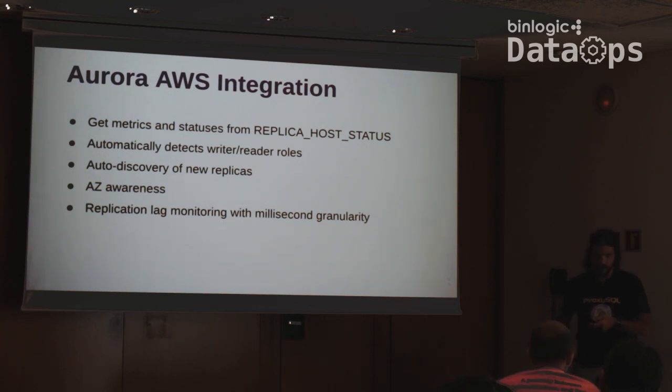Also, getting information from this table, it is also able to identify what is the replication lag of every replica in Aurora, and is able to monitor replication lag with millisecond granularity. This again was a requirement from one of our customers that specifically wanted to not read from replicas if they are lagging more than 20 milliseconds.